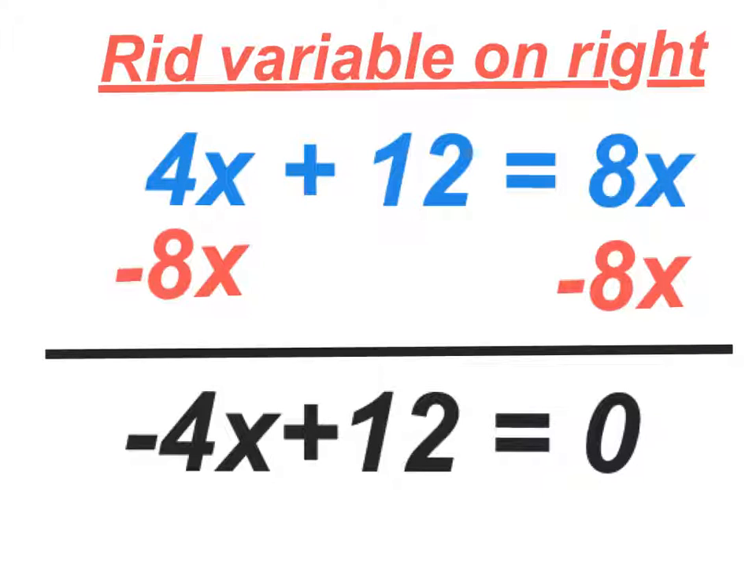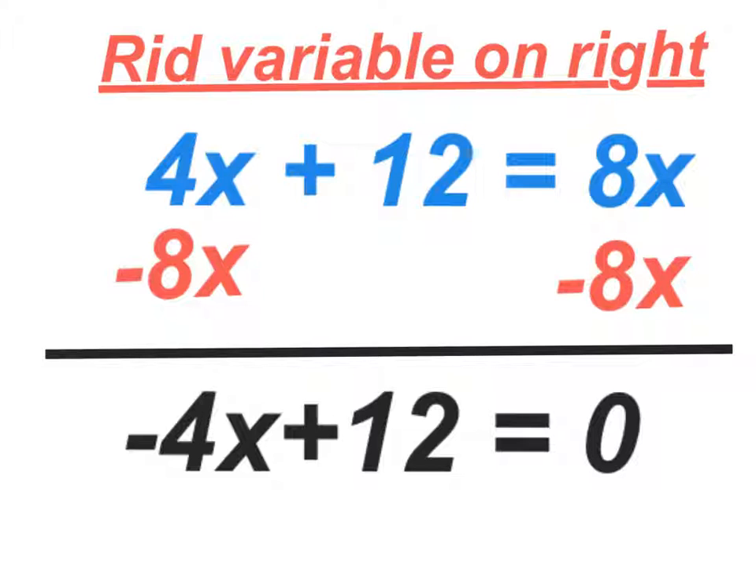Step number 2, you need to rid the variable on the right. What that means is if there is ever a term with a variable on the right-hand side of the equal sign, you need to get rid of it. And to get rid of it, I mean you do the exact opposite of what you see. So since it is positive 8x, we are going to subtract 8x from both sides of the equal sign.